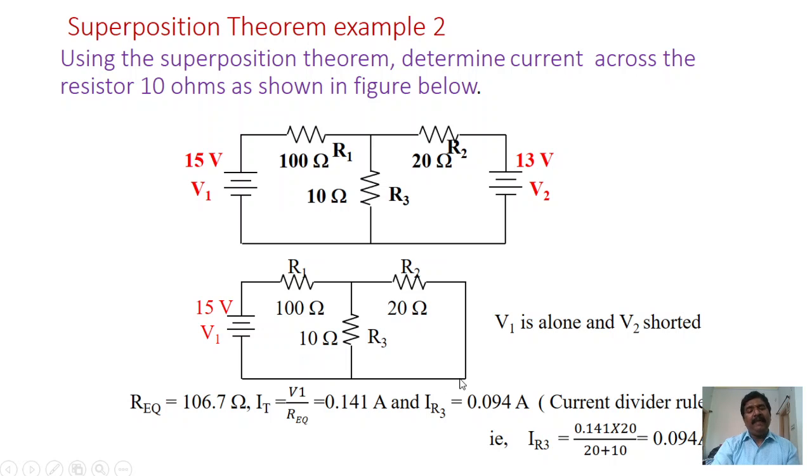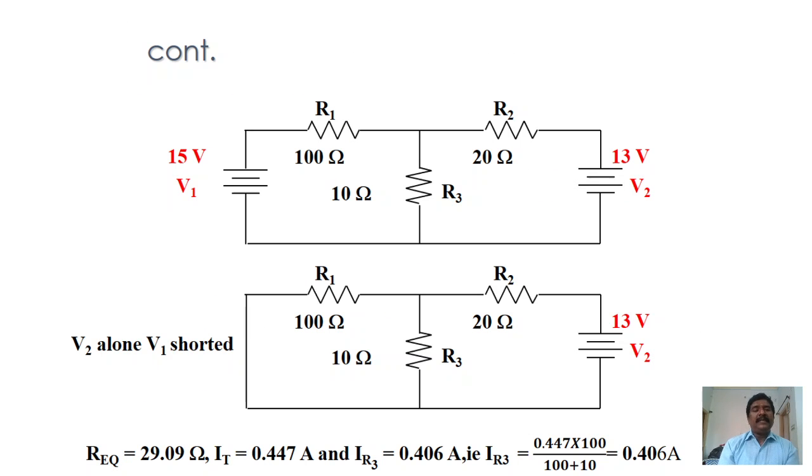Now I am going to adopt the same thing here. IR3, the current flowing on R3, is equal to the total current, 0.14 ampere, into the other branch's 20 ohms divided by the sum of the resistances, 20 plus 10, which is 0.094 amperes. This is the current flowing on R3. Similarly, now the source V2 is alone and V1 is shorted. V2 is 13 volts and V1 is 15 volts. I replace the 15 volts by a short circuit.